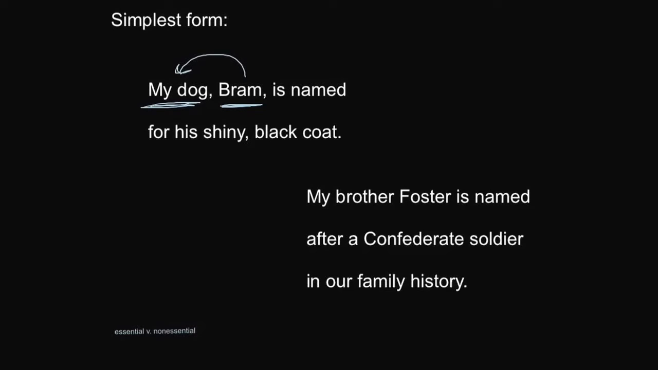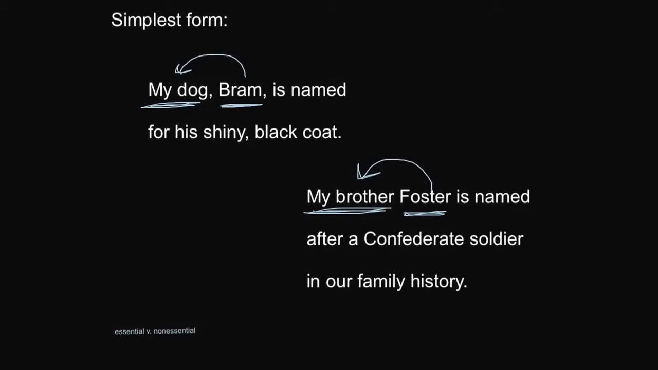Similarly, in the second sentence, my brother Foster is named after a Confederate soldier in our family history. Well, look, here's a noun, my brother. That's the subject of the sentence, right? Here's another noun, Foster. Guess what? That's also my brother. Foster renames my brother, right? So these are just appositives. They aren't appositive phrases because they don't have any modifiers, any other information. They're just the noun itself.